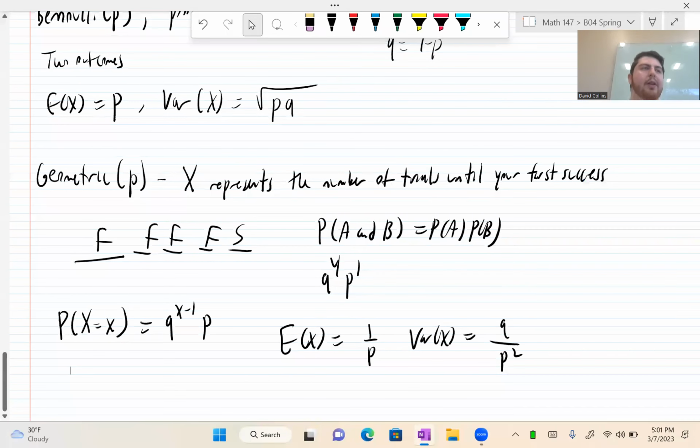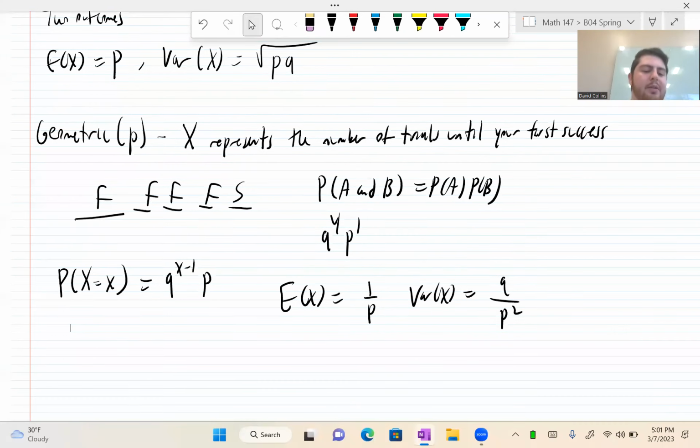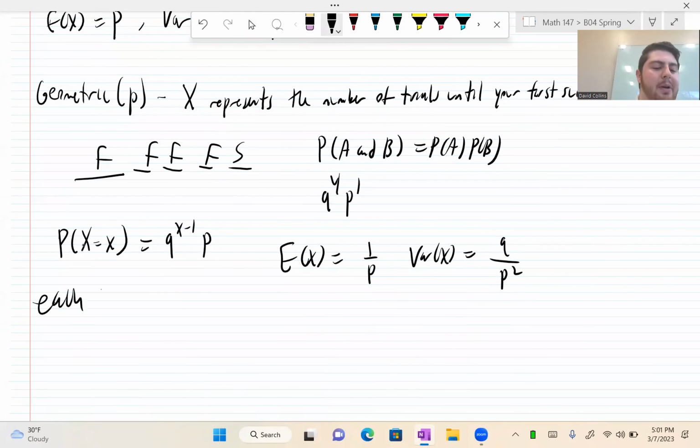So for geometric, you do not need to know the number of trials. You only need to know the probability, and it's the number of times you have to do something until you succeed. Each trial must be independent. Now, you kind of need to be told this information or assume it. Like every time you flip a coin, that's independent.